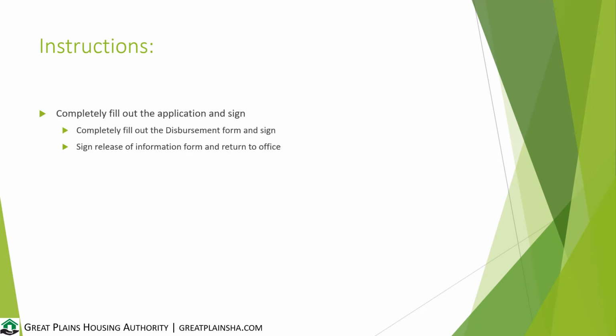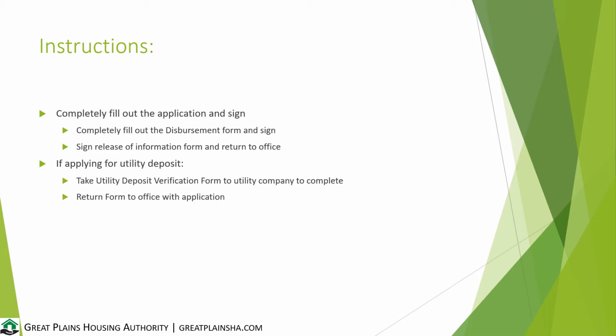First and foremost, be sure to completely fill out and sign the application. Be sure to fill out the disbursement form and have all adults sign the release of information. If applying for a utility deposit, complete the utility deposit verification. Keep in mind that the total deposit amount cannot exceed $300. Submit income and asset verifications. We will review the appropriate verifications later on.